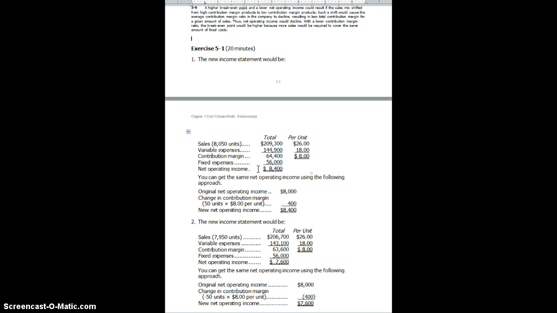Now, you may have seen this already, but you can quickly take a shortcut. You could say that originally my net operating income was $8,000 as given in the book. If I'm going to sell 50 more units and have $8 of contribution margin for every additional unit, I'm going to increase my profit by $400. Therefore, my profit will be $8,000 plus $400, or $8,400. This concludes our discussion of the solution for exercise 5-1.